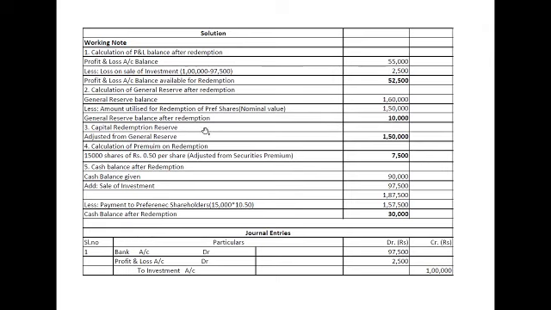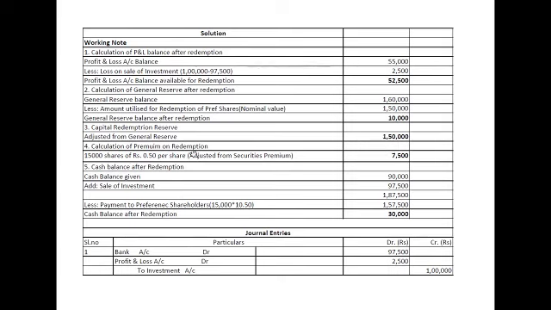Next point number 3, creation of capital redemption reserve. Now how much amount you will utilize from general reserve? For the same you have to create the capital redemption reserve. So that should be adjusted from the general reserve. So capital redemption reserve is created through the general reserve to the extent of 1,50,000. Means the amount is utilized from the divisible profit.